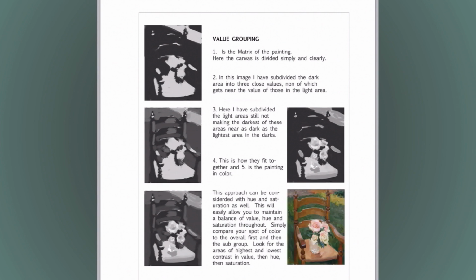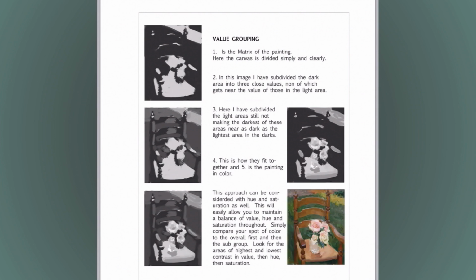So if you look at the top image, it's only the matrix, and the one below that is the matrix with only the values in the dark zone. The one on the right is only the values in the light zone. But I've kept those value ranges separate from one another. And the one on the bottom left is when I combine them. And when you combine them, it gives you this tonal clarity.